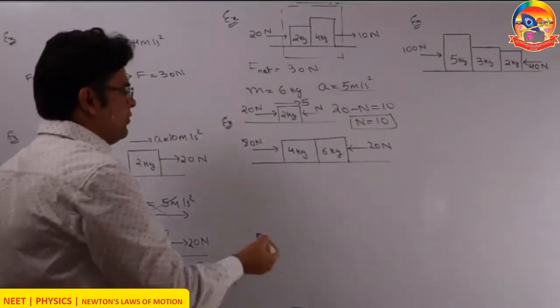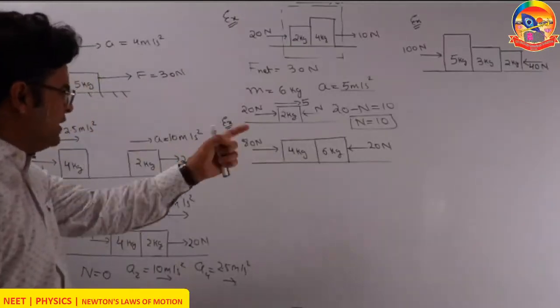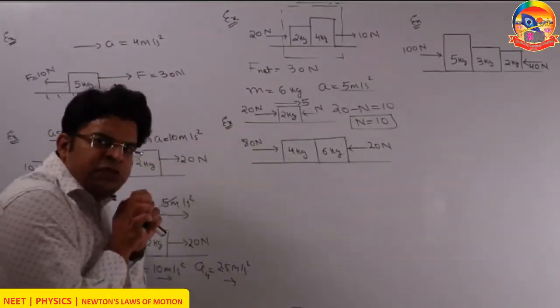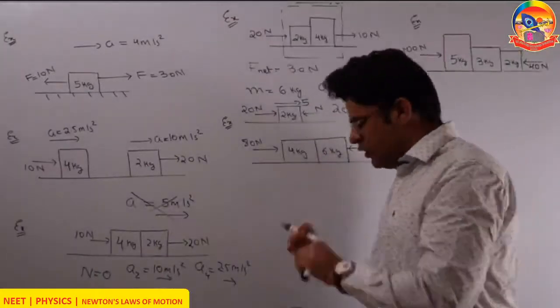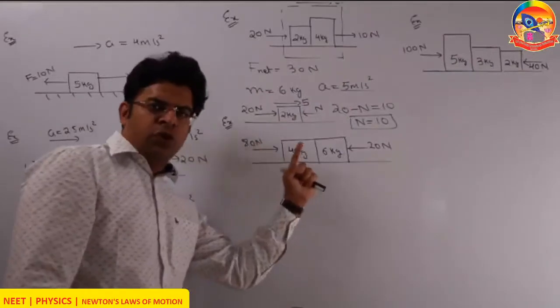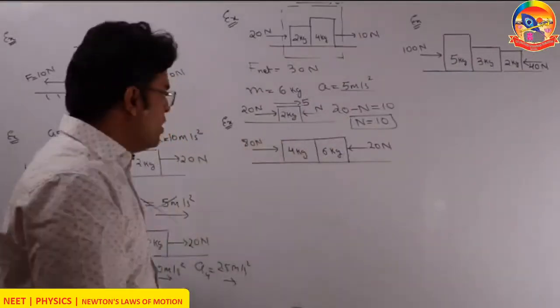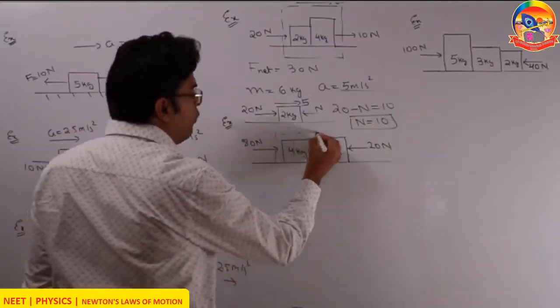Now this time, let's say we have got a 4 kg and a 6 kg block. Two blocks of mass 4 kg and 6 kg. From the left, we are pushing with a force of 80. From the right, someone is pushing with a force of 20. Since the force from the left is more, the system will move towards right. And this is again the case when both of them are constrained to move together.